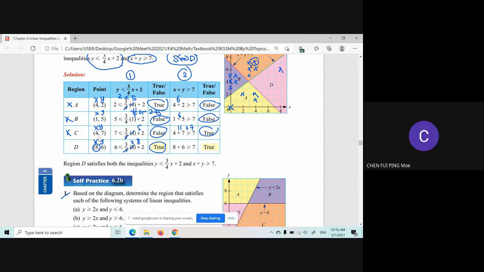So this is true. And then this one, x plus y: 8 plus 6, total is 14. Greater than or equal to 7. So this one is true. True, true. When both are true, meaning that this region satisfies both inequalities. You understand what I teach you today?